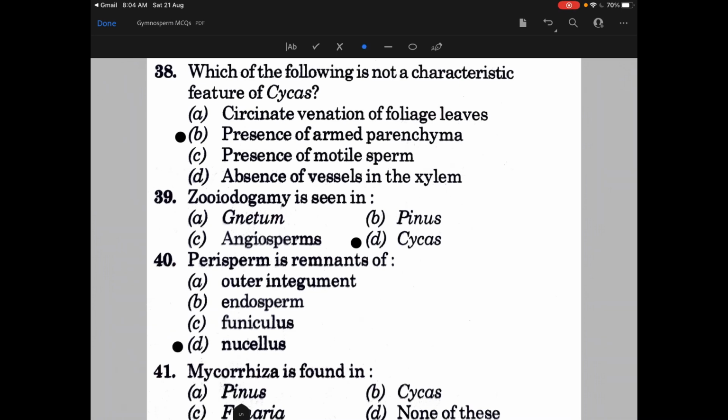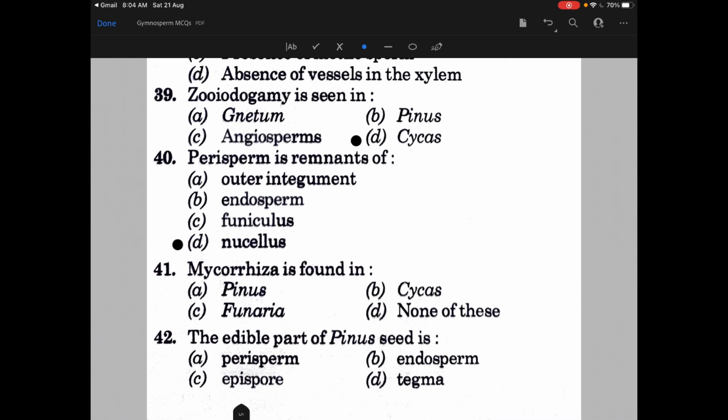Next, mycorrhiza is found in dash. The answer is A, that is Pinus. We know what is mycorrhiza. Mycorrhiza is a fungal association with the roots of higher plants. Okay, it is mostly seen in angiosperm.